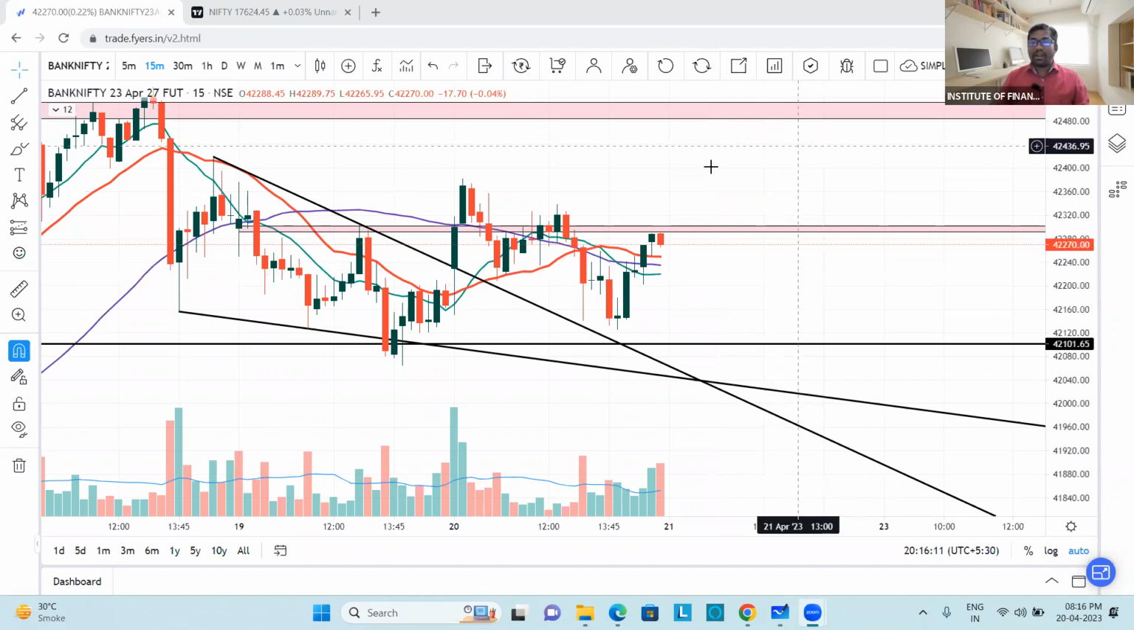Why are you finding it very tough to trade for 3 days? The reason is there is a big candle. Inside this one more candle, inside this one more candle. This is what is happening.